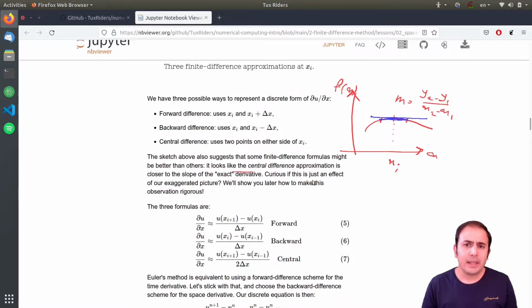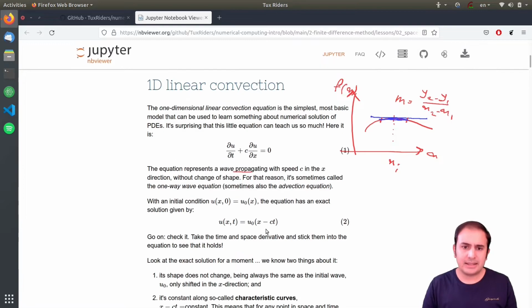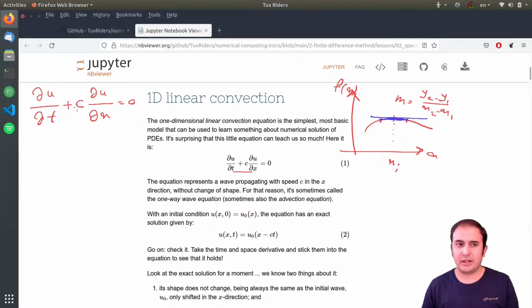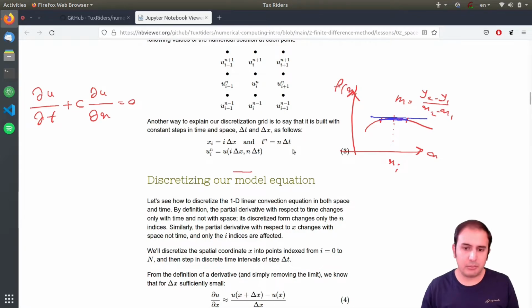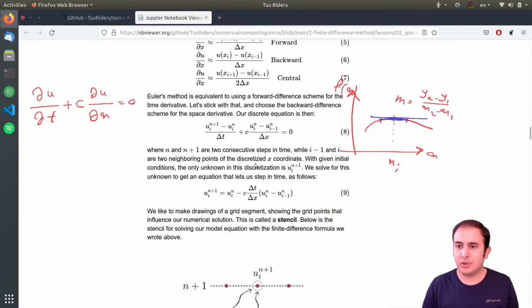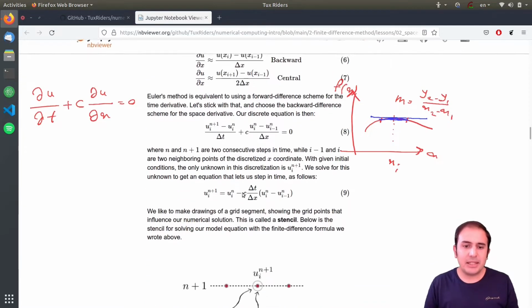So for the equation that we had here, let me write it here: the partial derivative of u with respect to t plus c times the derivative of u with respect to x equals 0, where c is the velocity of the convection. The formulation, using the central, backward or forward difference, can be written as simply as that.